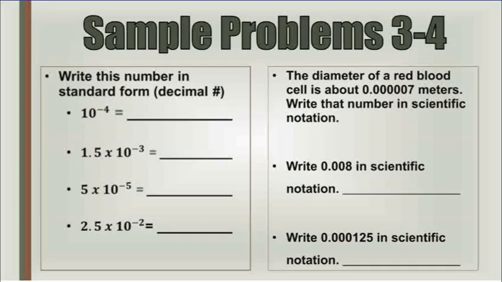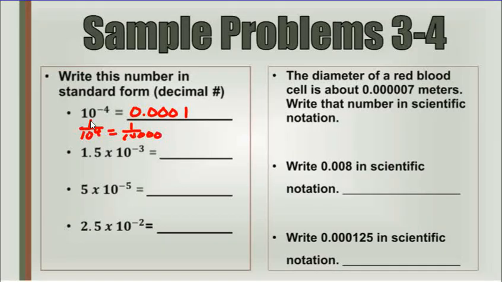Next is looking at standard form in scientific notation with really small numbers. So we want to write this number in standard form, as a decimal. So 10 to the negative fourth power. This can be rewritten as 1 over 10 to the fourth, which is 1 over 10,000. So if I have, here's my tenths, hundredths, thousandths, 10,000ths. So 0.0001.